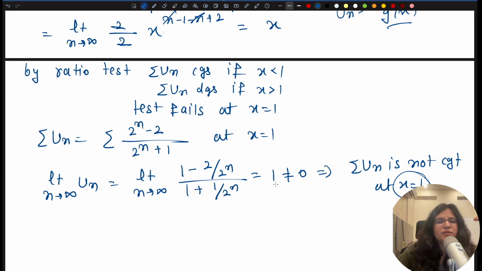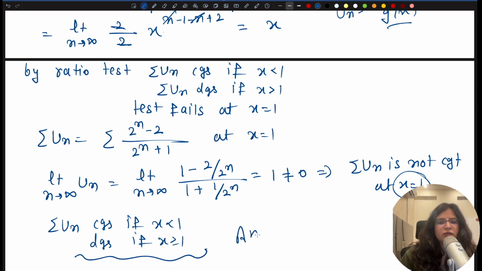So this means summation un converges if x is less than 1 and diverges if x is greater than or equal to 1, because at equal to 1 also the series diverges. And this is my final answer.